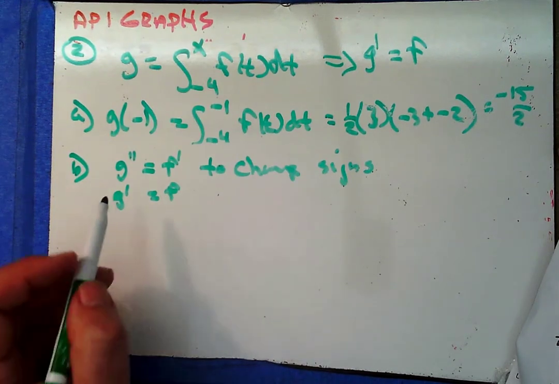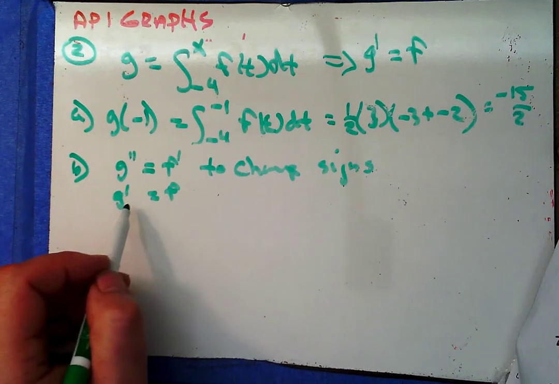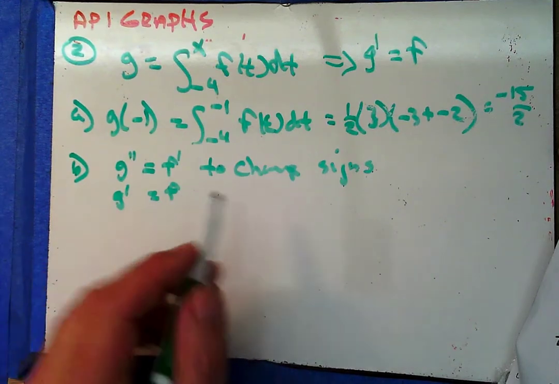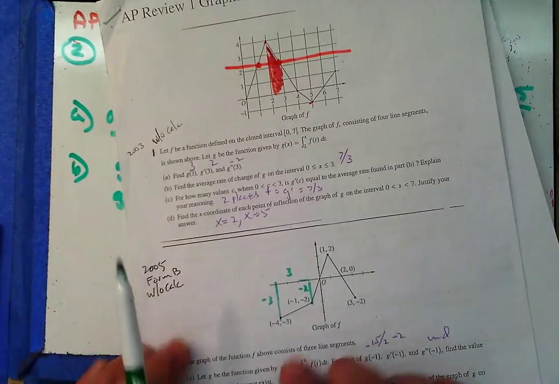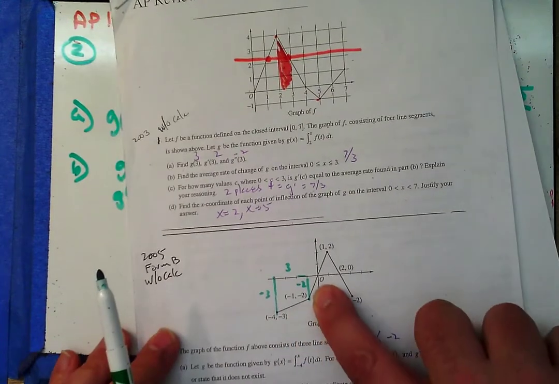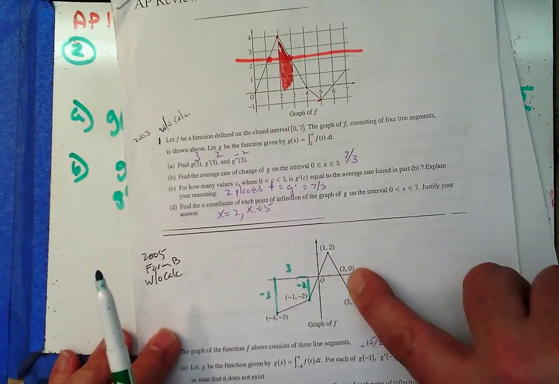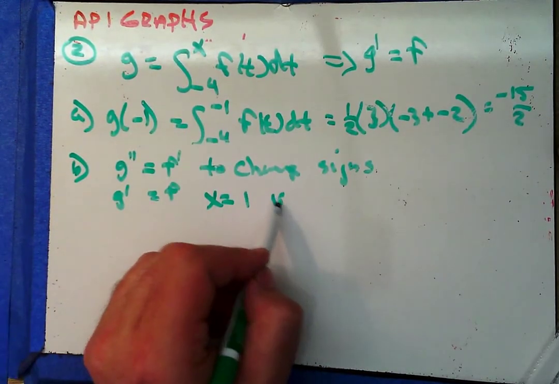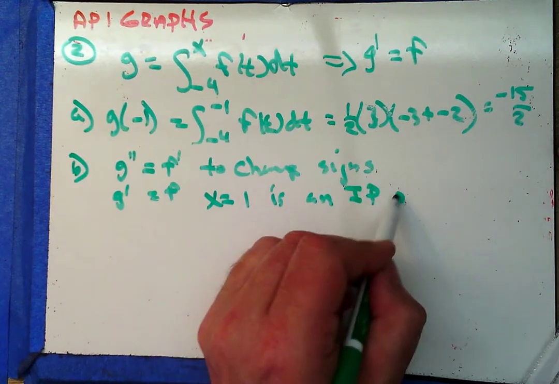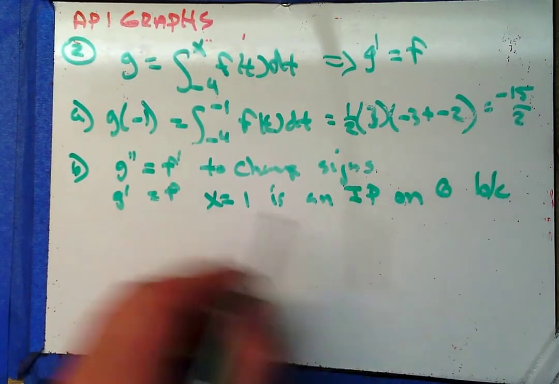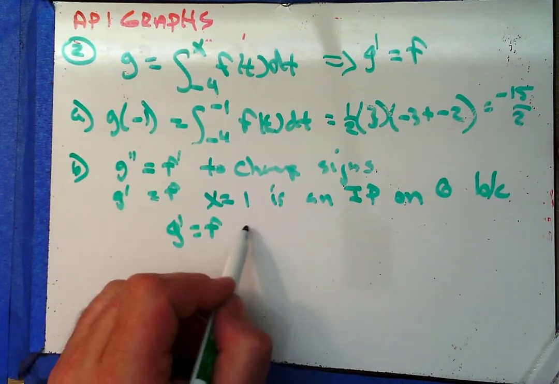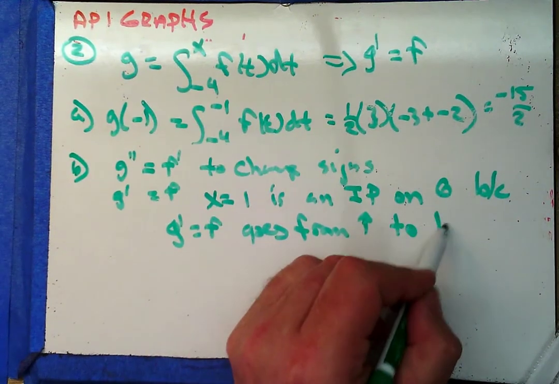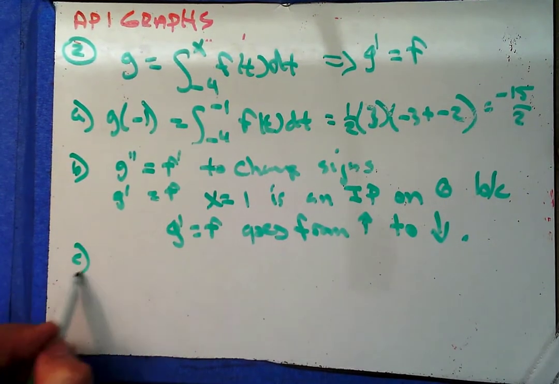So what we're going to say is, when does G prime equal F go from increasing to decreasing or decreasing to increasing? And I see that G prime equals F is increasing, G prime equals F is increasing, G prime equals F is decreasing. So only at x equals 1 is an inflection point on G, because G prime equals F goes from increasing to decreasing.